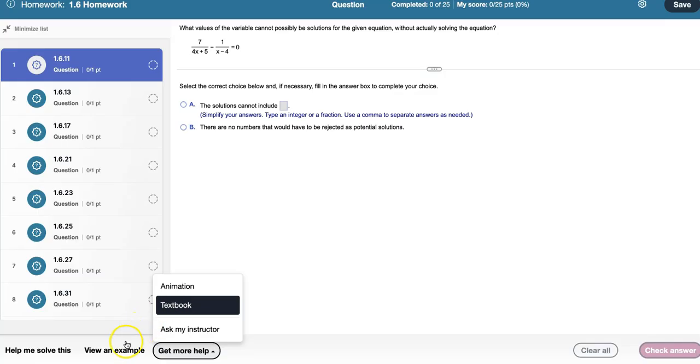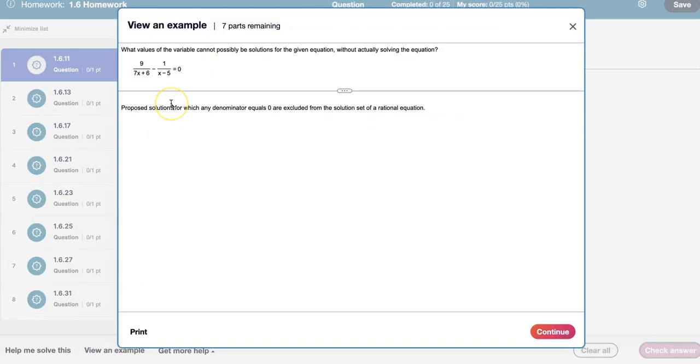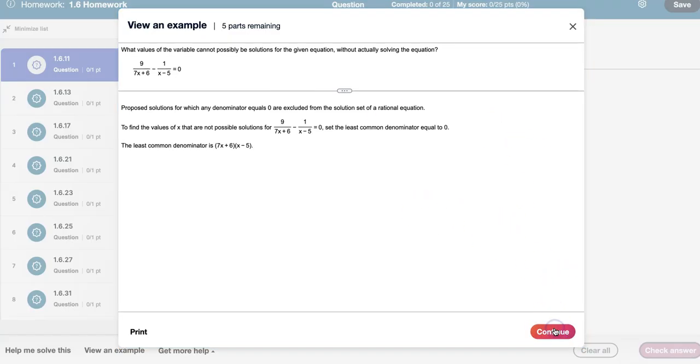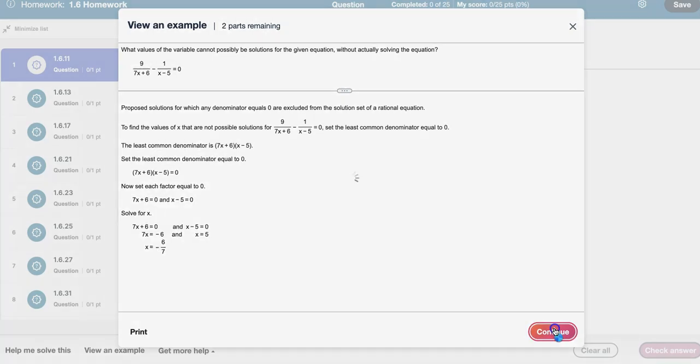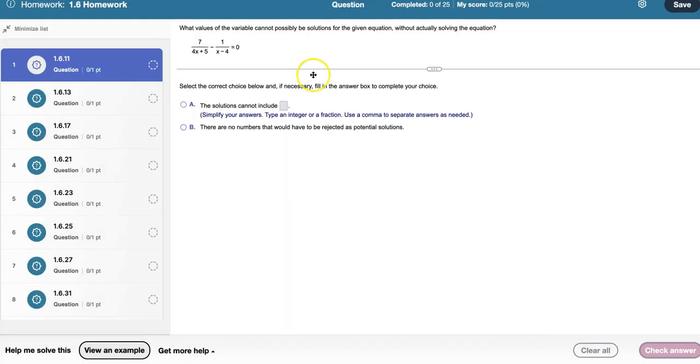I'd like to go through some of the other features available right here within your homework. If I click on View an Example, it's going to give me an example that's different than the one of the homework. And then I'm going to go through, and it's going to step me through how to complete that question. And then when I finish that, it's going to give me a new question to try on my own. It's going to be similar, but it will be different values, but very similar to the example provided.